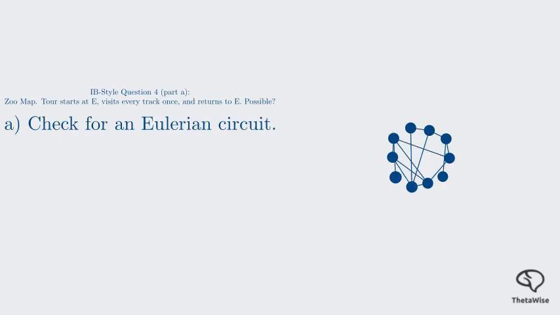To check if one exists, we must first calculate the degree of every vertex and identify the odd ones. By tracing the edges, we find the degrees for each vertex. For example, E has edges to D, F, G. That's a degree of 3. D has edges to B, C, E, F. That's a degree of 4. We continue this for all vertices.